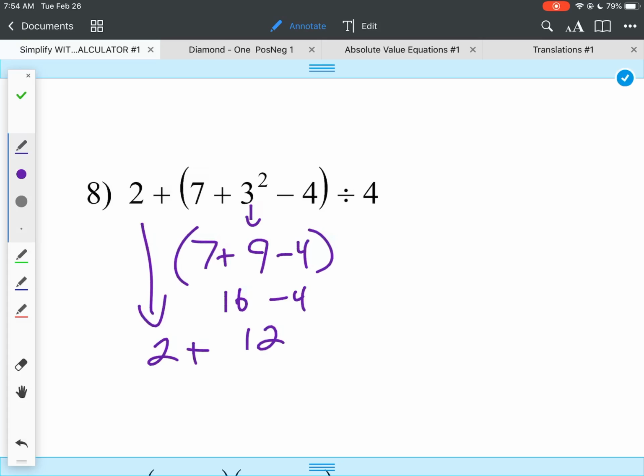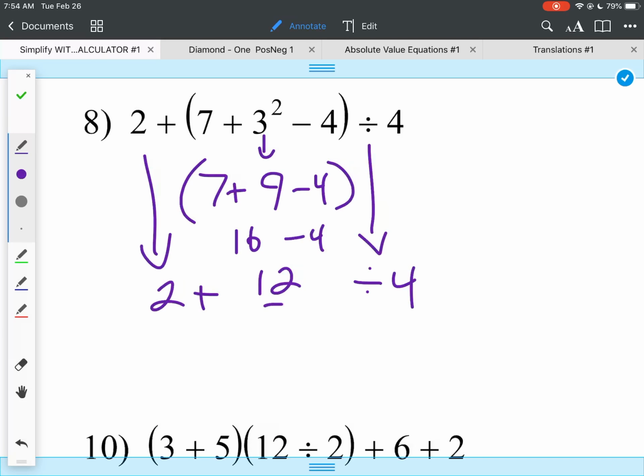Okay, so we bring these down: 2 plus, bring this down, divided by 4. So now we have 2 plus 12 divided by 4. We've got to do the divided by 4 first, 12 divided by 4, because division comes before adding. So that's 3, and then 2 plus 3 is 5.